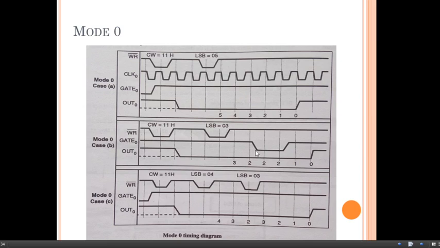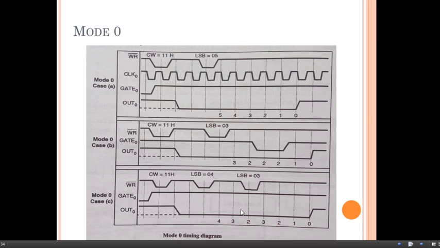So once the gate is disabled, the counter is suspended, means the counter stops counting, so it is showing the value 2. And once our gate becomes high, then our counter will again do the counting from the previous value. That means from 2 again the counter is decremented to 1, and again from 1 to 0, and once the counter reaches 0, output is made high. This is the second case.